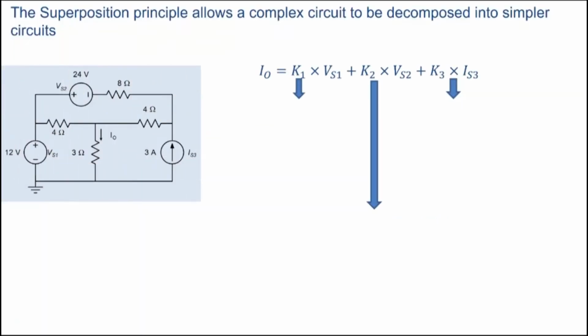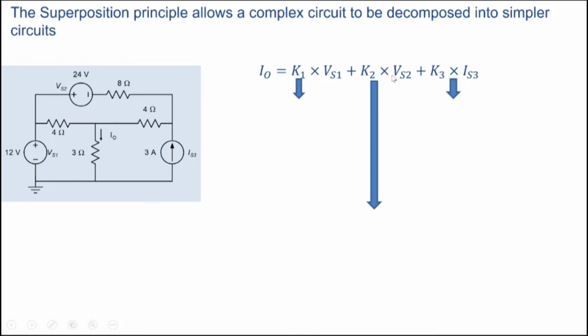So let's look at what these arrows indicate, we'll see in a minute. So it allows a complex circuit to be decomposed into simpler circuits. So this is a complex circuit, and we said I0 is K1 VS1, K2 VS2 plus K3 into IS3, right? So it is these terms here. And how do we determine? If you want to find out I0, you'll have to determine K1. So how do we determine K1?